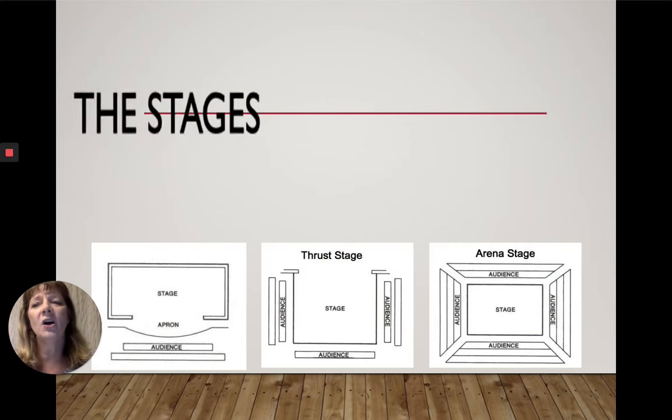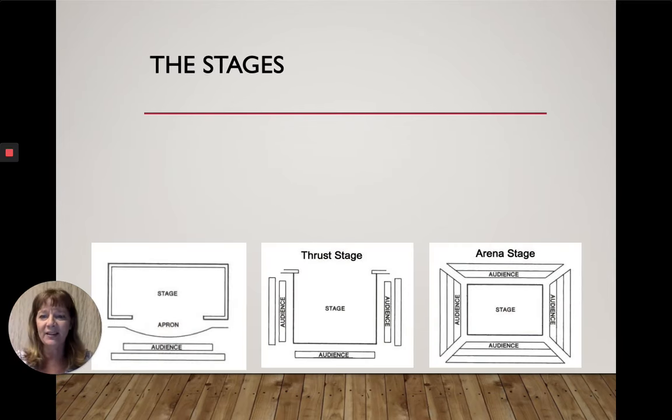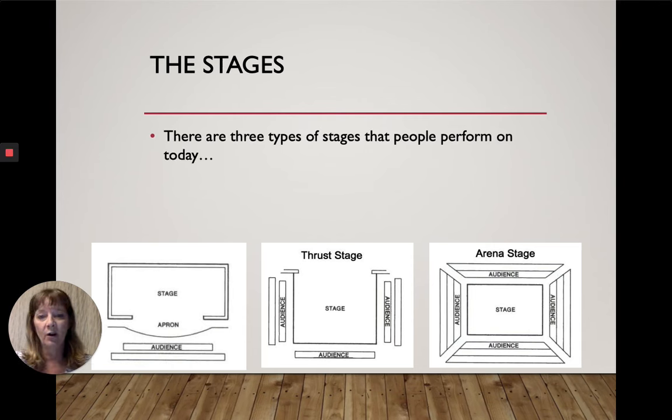So let's talk about, don't you love my transitions in this? Let's talk about 3 different types of stages. Most areas or schools have one of 3 different types of stages. There's the proscenium stage. That's the first one that you see. It's a stage with an apron in front, and the audience sits on one side.